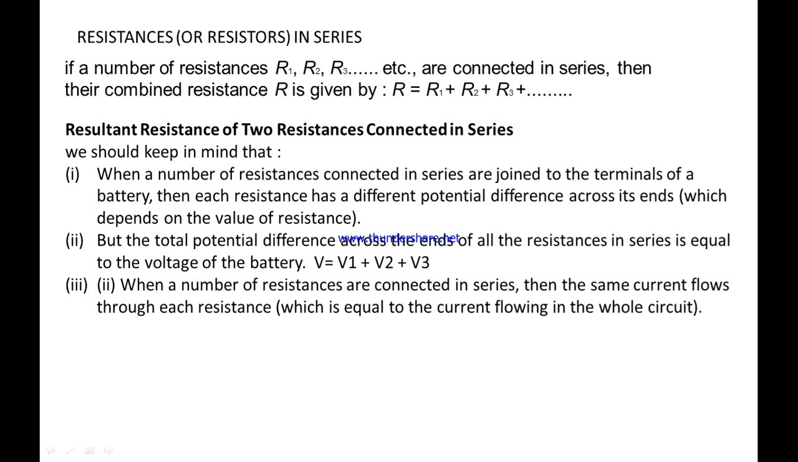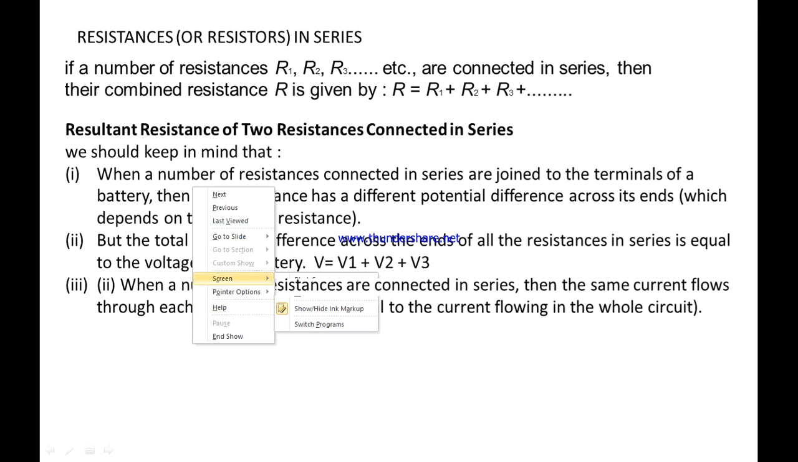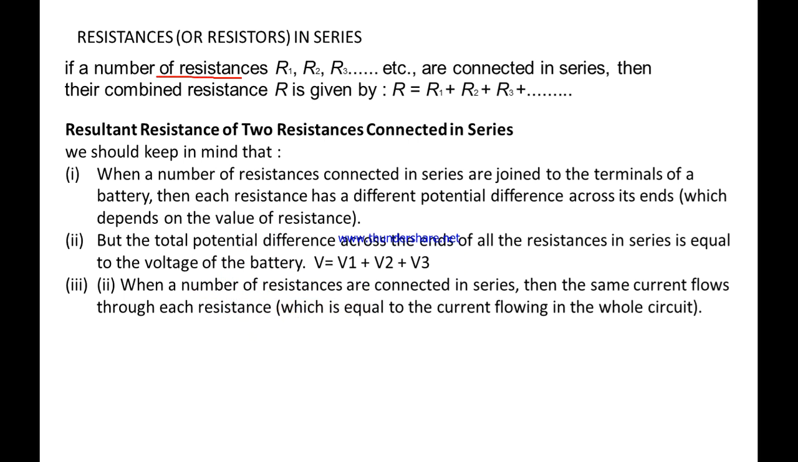Now let's study the series connection in a deeper way. If we have a number of resistances, R1, R2, R3 and so on, which are connected in series, then as a combined resistance, or you can call it a resultant or equivalent resistance, we can write R equal to R1 plus R2 plus R3 and so on. We will also see the mathematical derivation of this equation, but before that we should keep some points in our mind. So let's read the first point.